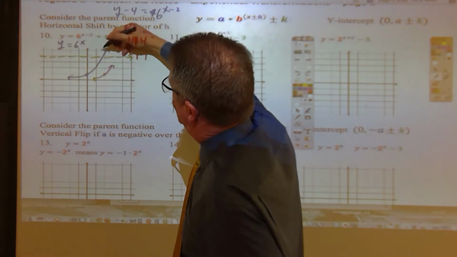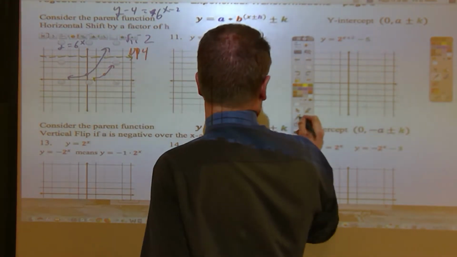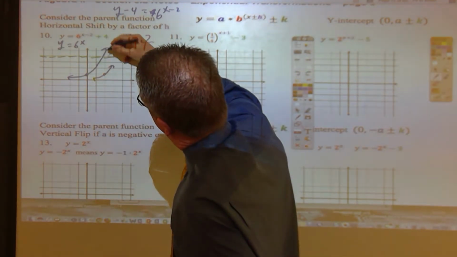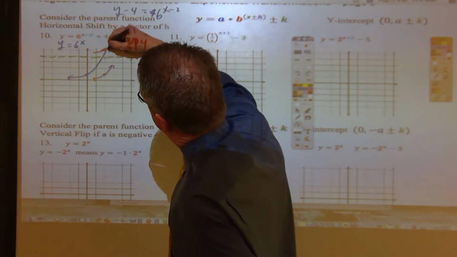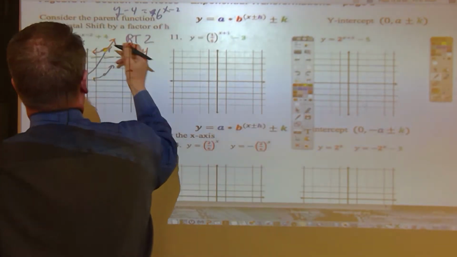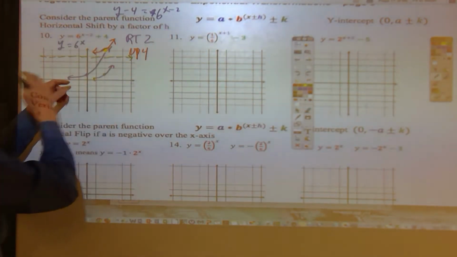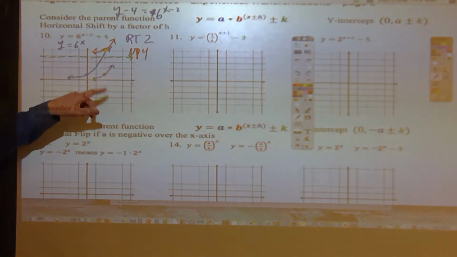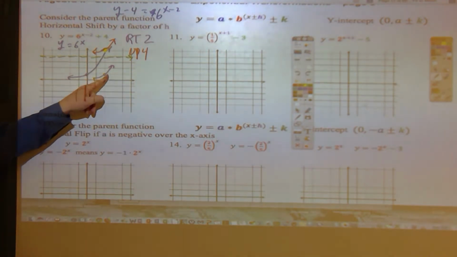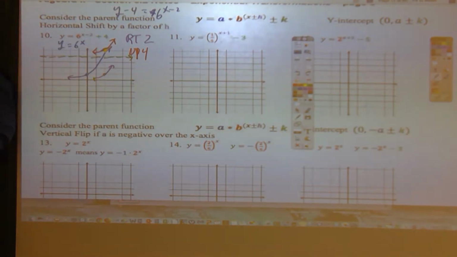1, 2, 3, 4 gives us an exponential growth curve right here. Purple point up, 1, 2, 3, 4. There it is. Final answer has a golf ball located at the point (2, 5). But all we did was take the first golf ball, which is at (0, 1), and shift it right 2 and up 4, and we maintained the family resemblance.